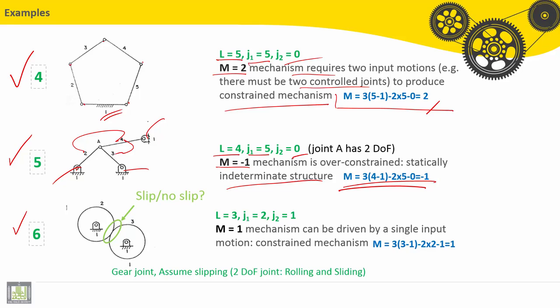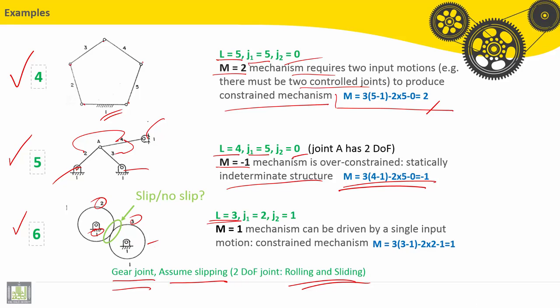Example number 6. We have a gear joint here. We assume sliding. There is rolling and sliding between teeth. So number of links or solids is equal 3. So the gear number 1, number 2, so the first one is the ground. Number 2 and number 3 are the gears.